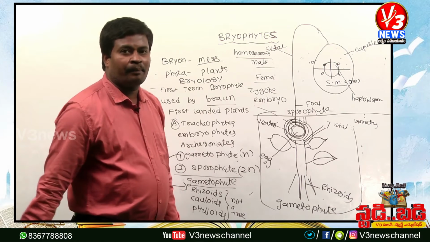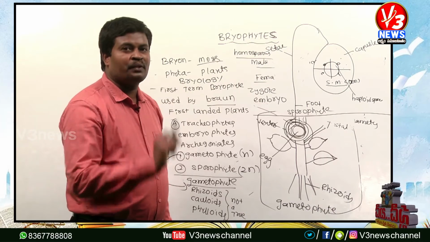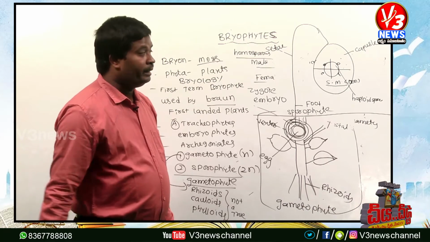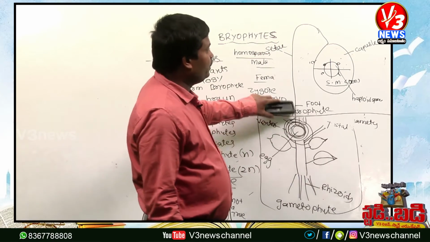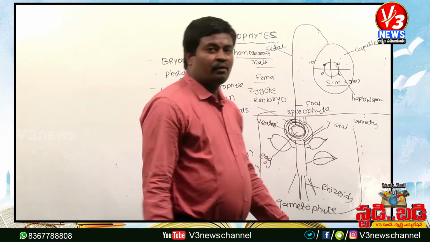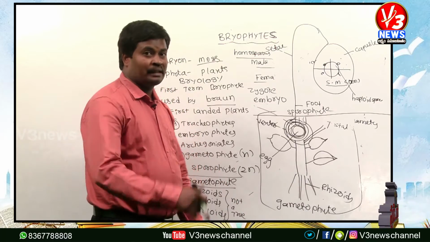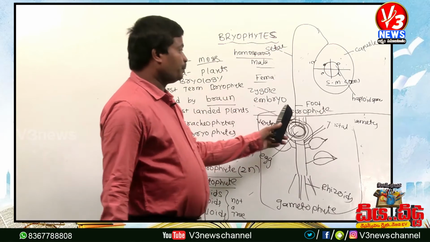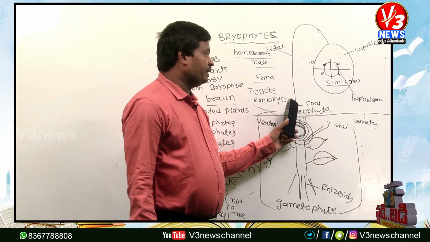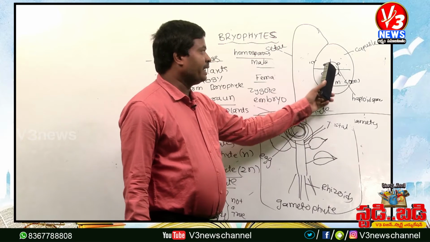Zygote is diploid or haploid? Diploid. Zygote develops into an embryo. Embryo is also diploid. The diploid embryo develops into a sporophyte. But what is sporophyte? Sporophyte produces spores. But what type of spores are produced? Homosporous or heterosporous? The sporophyte is differentiated into three parts: foot, seta, capsule.